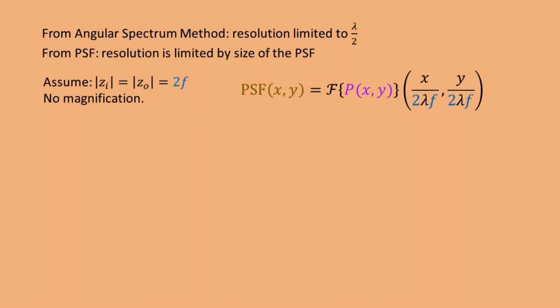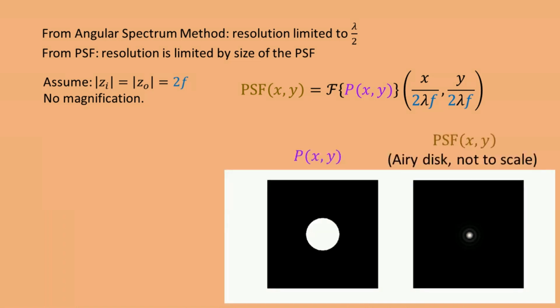Because the PSF is given by the Fourier transform of the pupil function of the lens, we find that if the lens is larger, the PSF becomes smaller, and vice versa. Also, we can see from the expression of the PSF that its size scales with lambda f. Therefore, one can estimate that the size of the PSF is proportional to lambda f over r, where r is the radius of the lens.